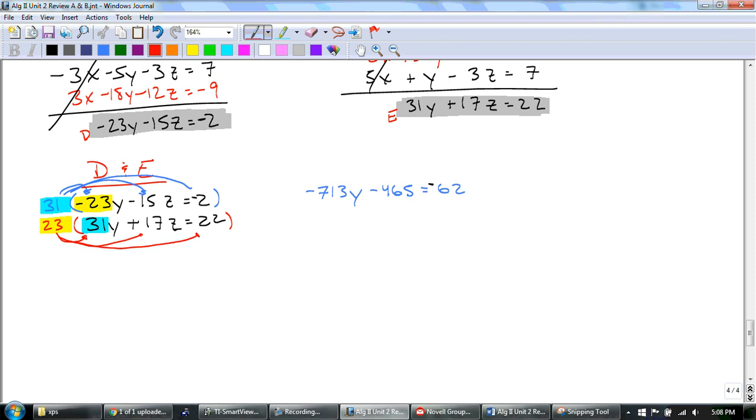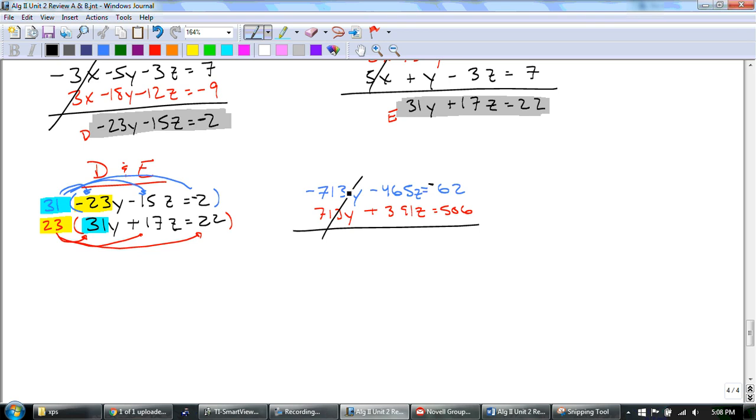Okay, so we're going to multiply all of this across. And when you do that, you get 713y plus 391z equals 506. And yes, don't forget your variables. Sorry, it's getting kind of late for me. I get cuckoo, but not for Cocoa Puffs.